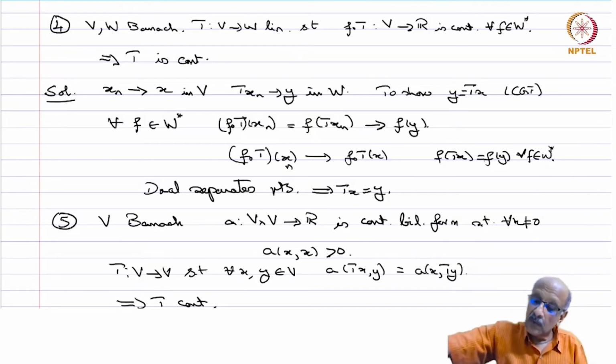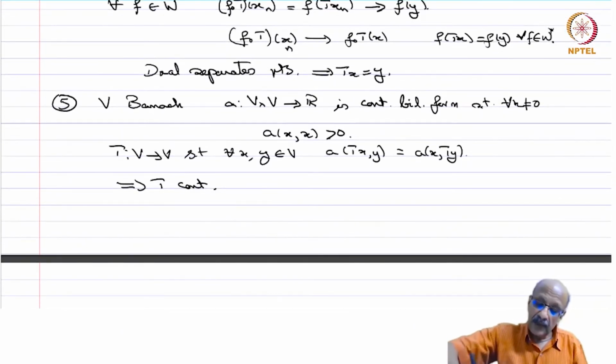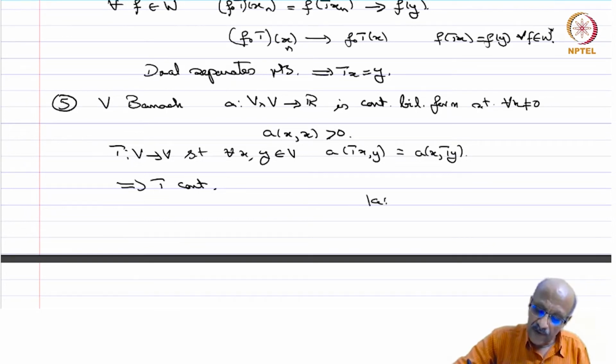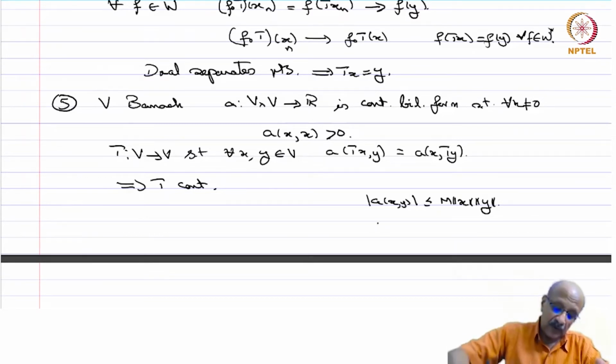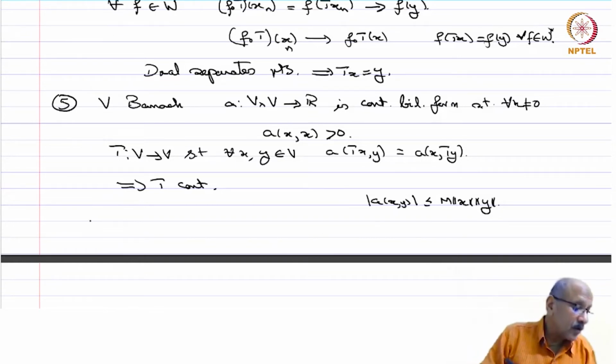Now just a word about what is a continuous bilinear form. That means |A(x,y)| is less than or equal to M times norm x norm y, so if you fix one variable then it's continuous in the other variable. That's what this tells you. And A of x,x is strictly positive, and bilinear means linear in each variable, that's all. Okay, so now again we are going to try to use the closed graph theorem.